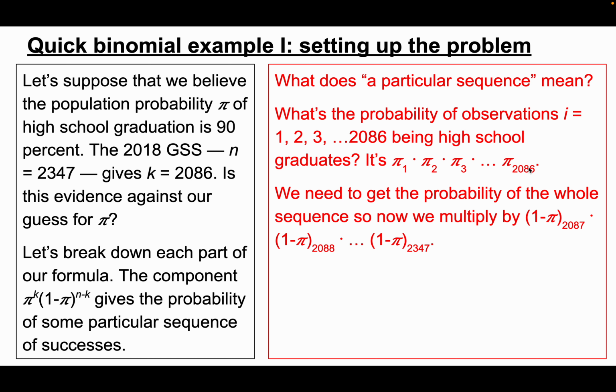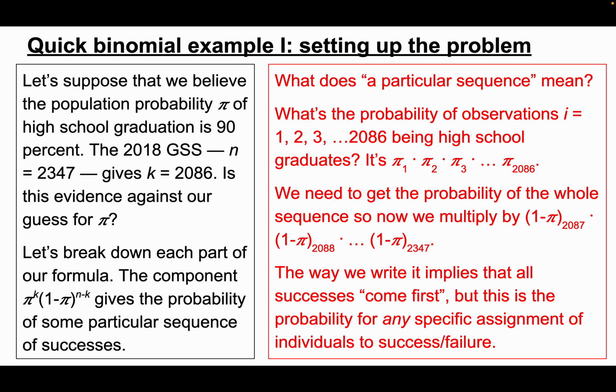So this is pi to the k. The way we write it implies that all successes come first in this case, but this is the probability for any specific assignment of individuals to success and failure in this context. So for instance, if you started interspersing these people, so you had pi 1 and then 1 minus pi 2, pi 3, 1 minus pi 4, etc., when you actually do out the math, it's just simple commutativity of multiplication. It comes to the same thing. So we might as well just write it out in this fashion here, which also happens to mimic what the binomial theorem looks like. So that's another reason to do it like that.